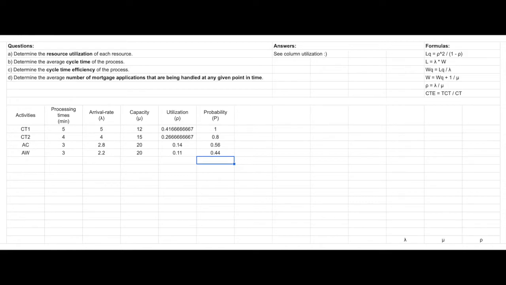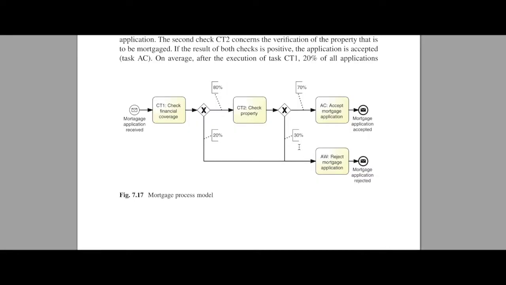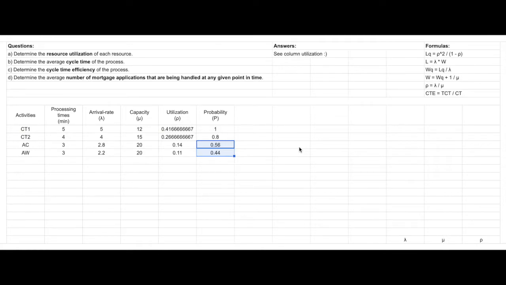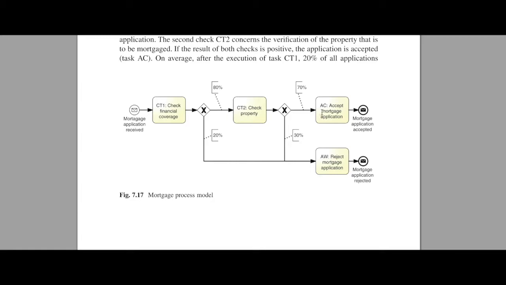And one thing worth mentioning here is that the sum of the probabilities of AC and AW happening is 1. Which means that 100% of the cases will be served in this process either by finishing via AC or via AW. And as you can see in the model, that is correct, right?